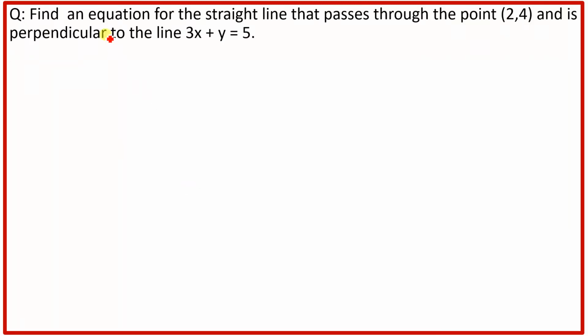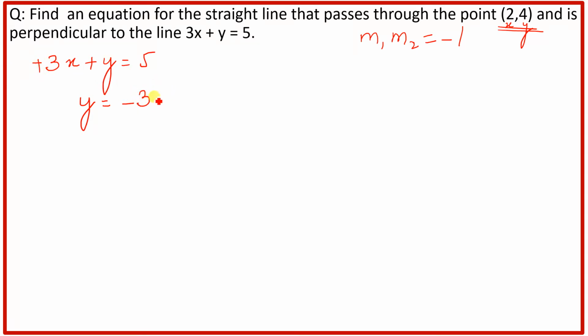So the question is: find an equation for the straight line that passes through the point (2, 4), where 2 is x and 4 is y, and is perpendicular to the given line. We know very well that for perpendicular lines m1 m2 should be equal to negative 1. So solve this for y. y remains the same on the left hand side. Just take positive 3x to the other side. It will be negative 3x plus 5.